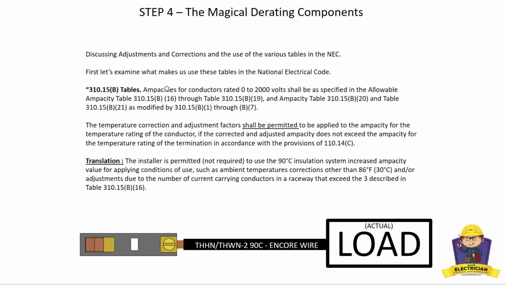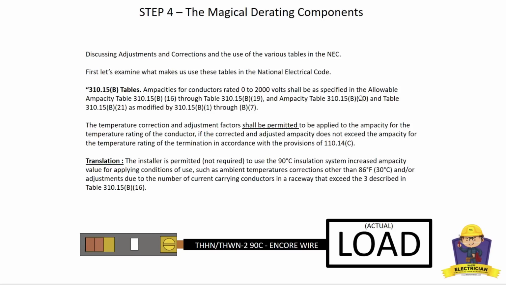Now let's look at what makes these tables what they are. So 310.15(B) tables, ampacities of conductors 0 to 2000 volts. That's what it covers. All of these tables that are in here have ampacity. For example, what we use the most is 310.15(B)(16), although there are other tables in here. For the scope of this presentation, we're going to talk about 310.15(B)(16) because that's the one that's most used by electricians and what's going to be used on exams. They're not going to utilize these, but the general rule applies.